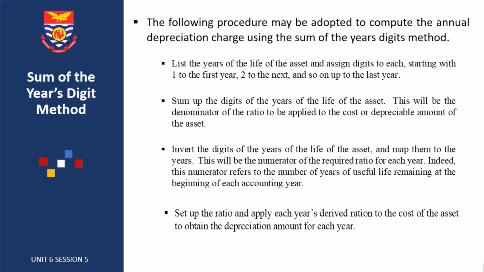3. Invert the digits of the years of the life of the asset and map them to the years. This will be the numerator of the required ratio for each year. Indeed, this numerator refers to the number of years of useful life remaining at the beginning of each accounting year. And 4. Set up the ratio and apply each year's derived ratio to the cost of the asset to obtain the depreciation amount for each year.